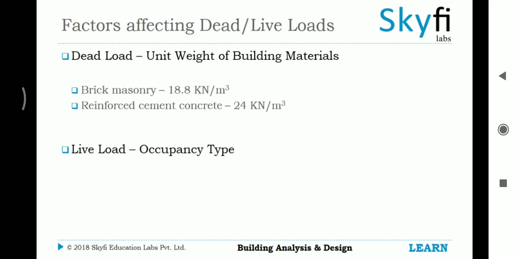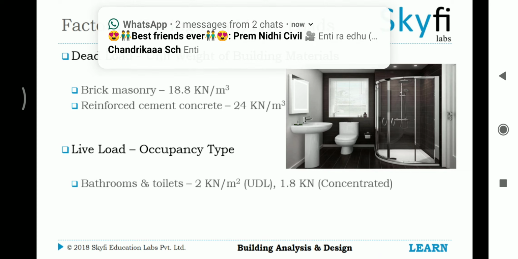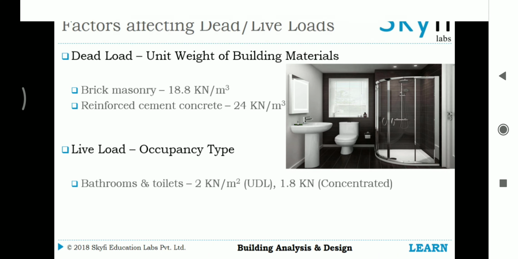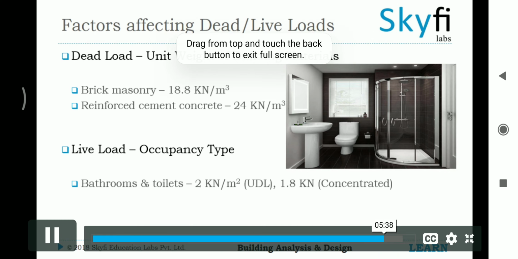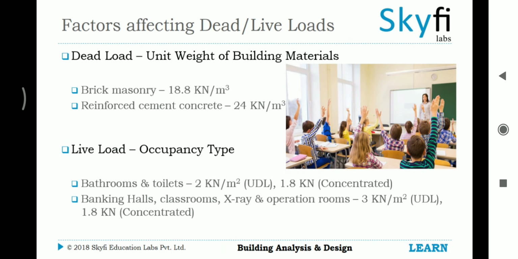Similarly, the live load in the IS 875 Part 2 depends on the occupancy type. For example, it is stated in the IS code that, for bathrooms and toilets, you need to consider a live load of 2 kN per meter square of floor area, which is uniformly distributed, or a concentrated load of 1.8 kN. Likewise, the live load for banking halls, classrooms, X-ray, and operation rooms are to be considered as 3 kN per meter square of uniformly distributed load, or a value of 1.8 kN point load.